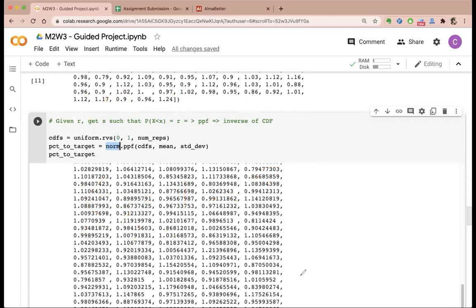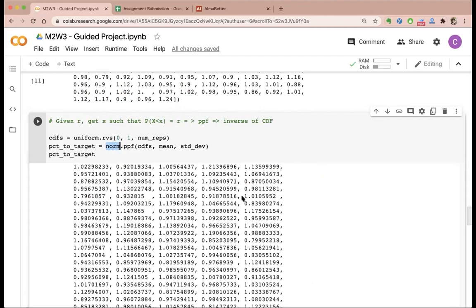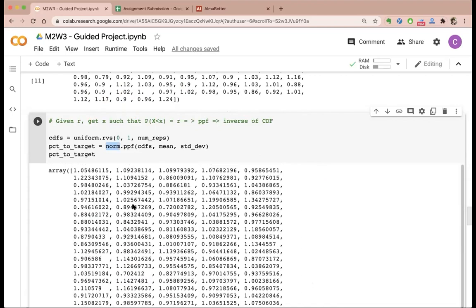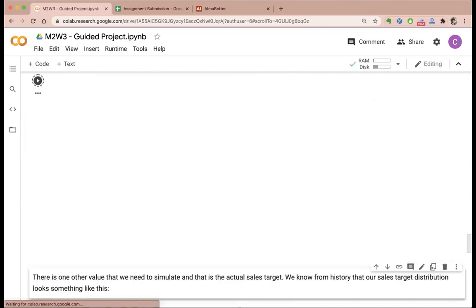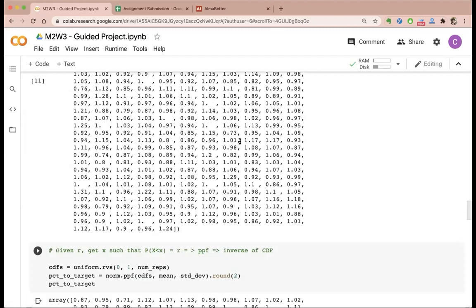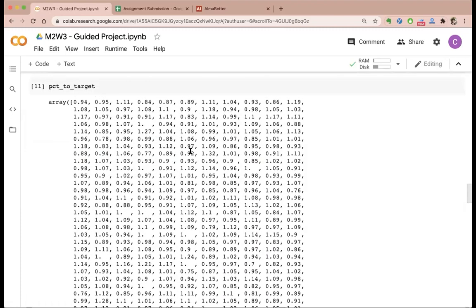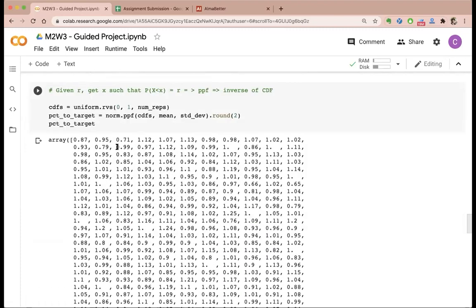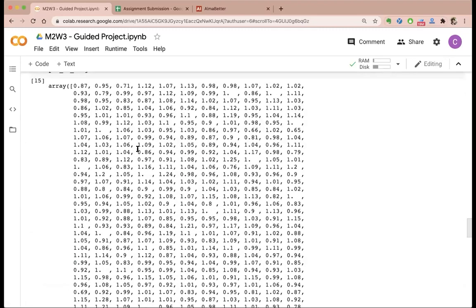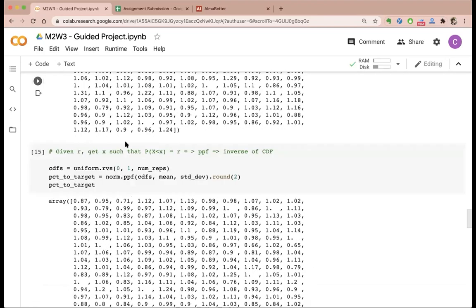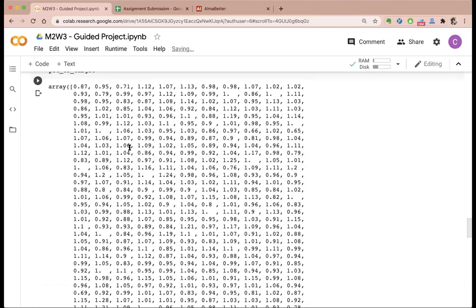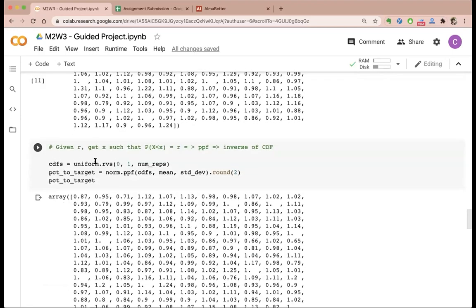So I have generated again a set of 500 values. Of course, I have not used round 2. If I use round 2, it will all become similar to what we have got. Of course this and this will not be the same, because we are generating random values every time, so you cannot say that these two arrays will be the same. So this is also one of the methods to generate random values.